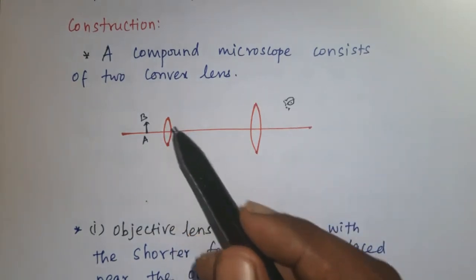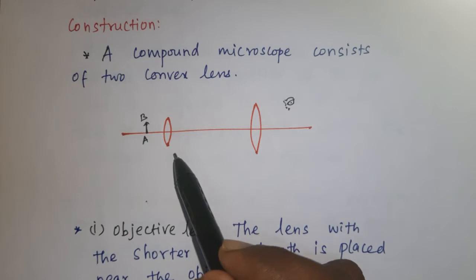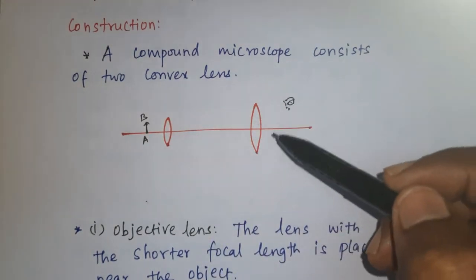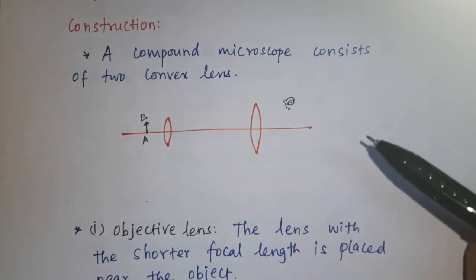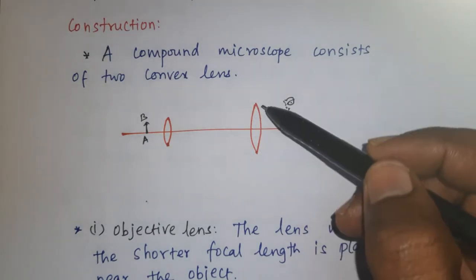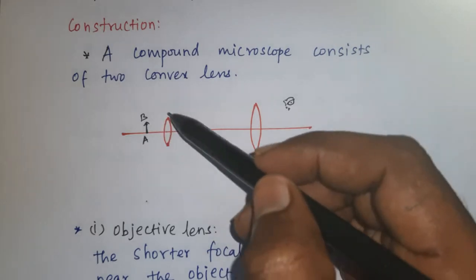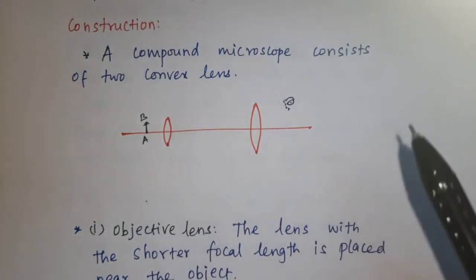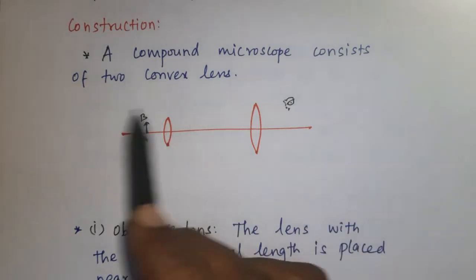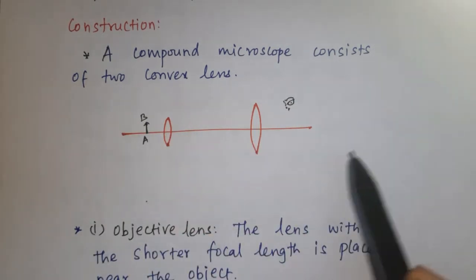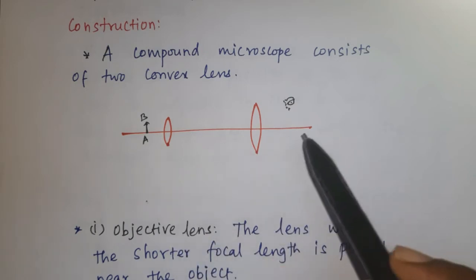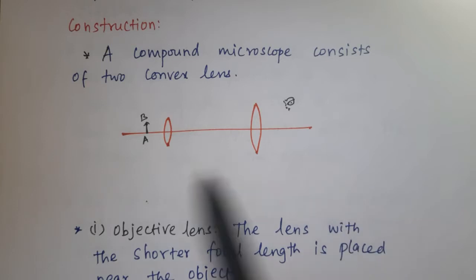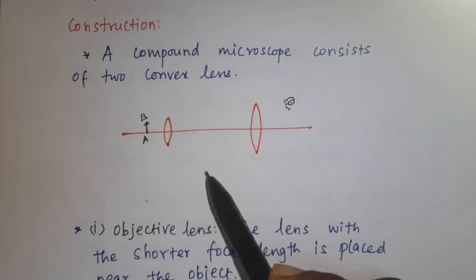The objective lens focal length is very small or shorter, but the lens with larger focal length and larger aperture is the eye lens. So the eye lens has a larger focal length and larger aperture. For this one, shorter focal length. Both the lenses are fixed in a narrow tube. The tube is not shown in the figure. So both the lenses are fixed in the narrow tube with adjustable provision. Adjustable provision means we can move the lens front and back.